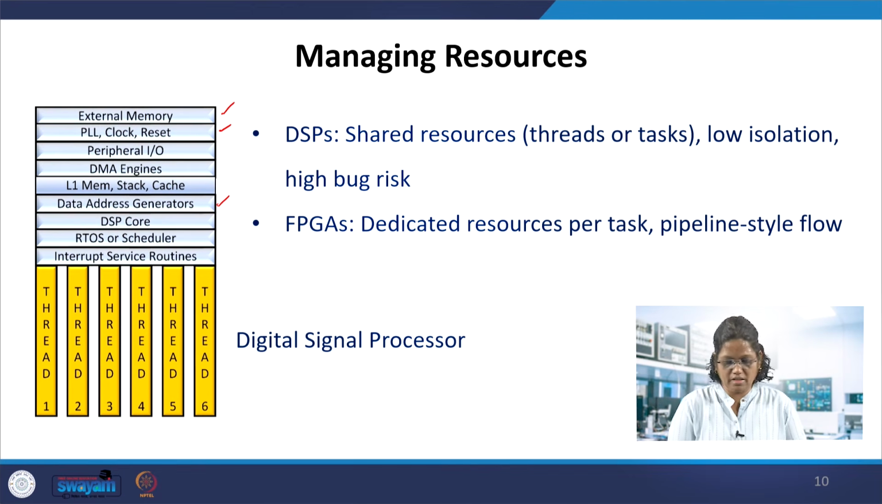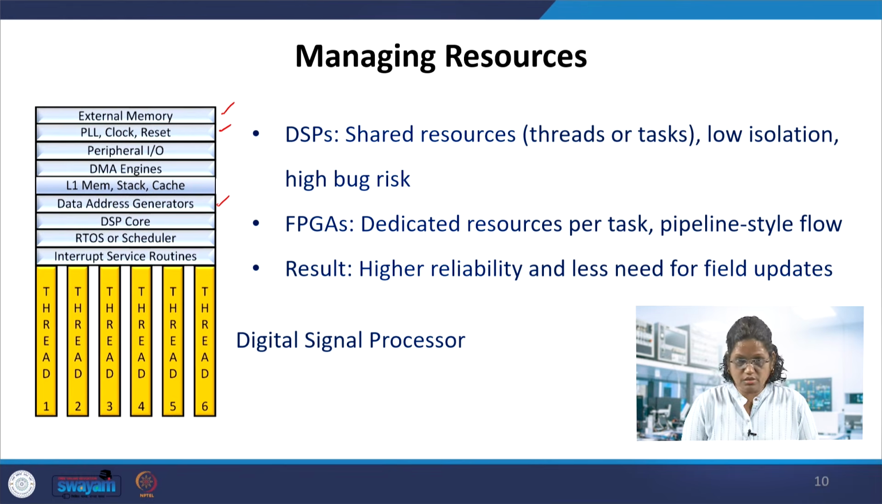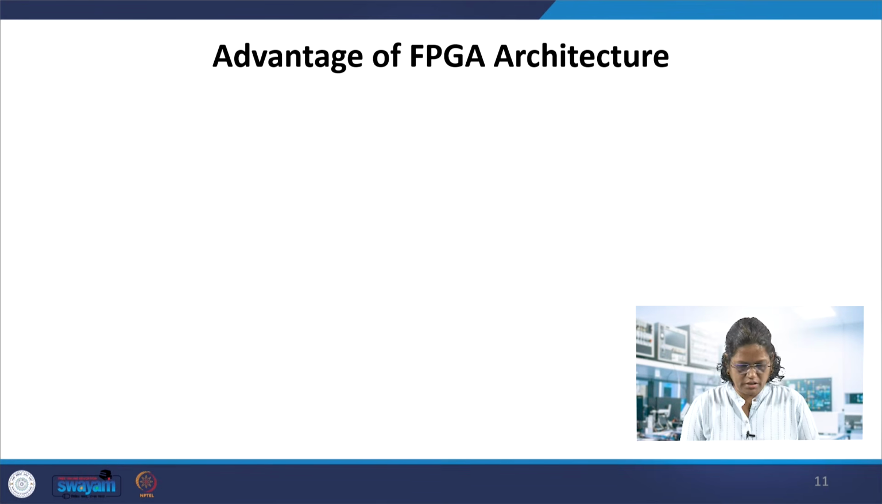Whereas FPGAs have dedicated resources per task. So this has the pipeline style flow. Also, if you look at this, it is more reliable and has less need for field updates. So often the software updates for FPGAs are not frequent, and in the case of DSPs the software release is frequent because of many reasons. So we're not getting into much of the DSP details.